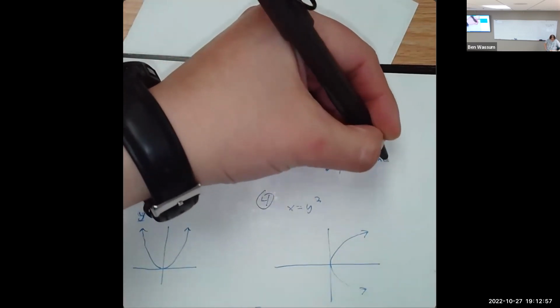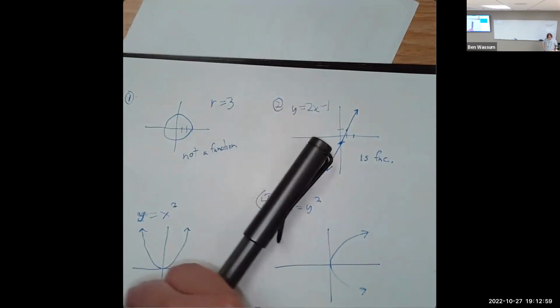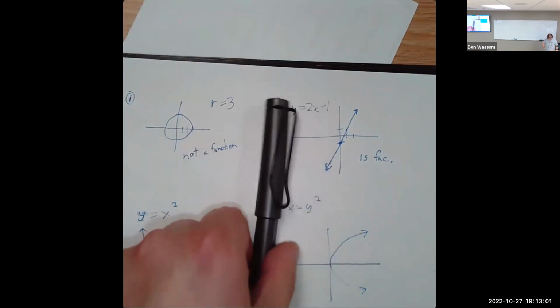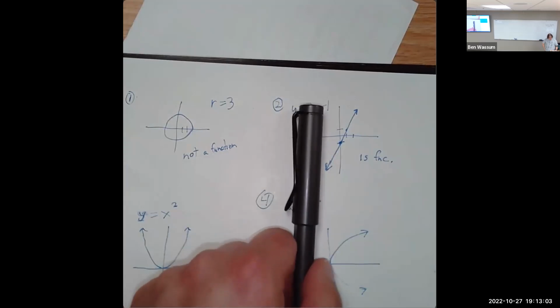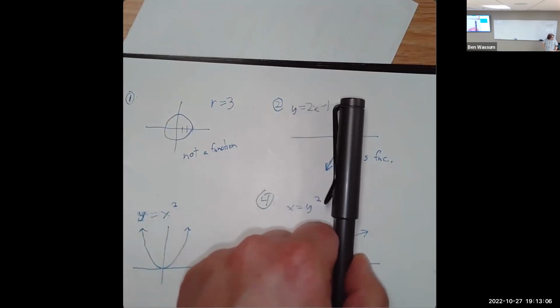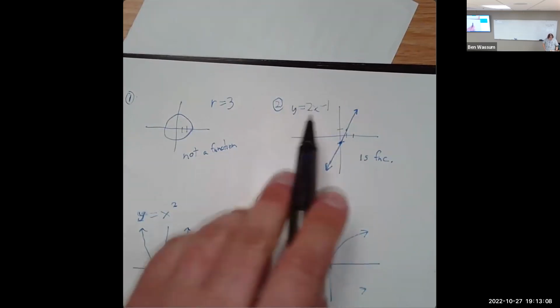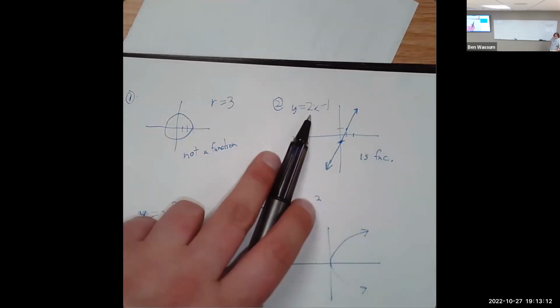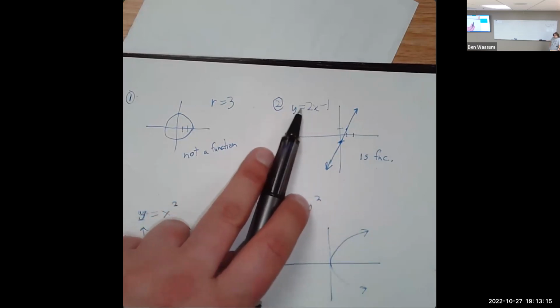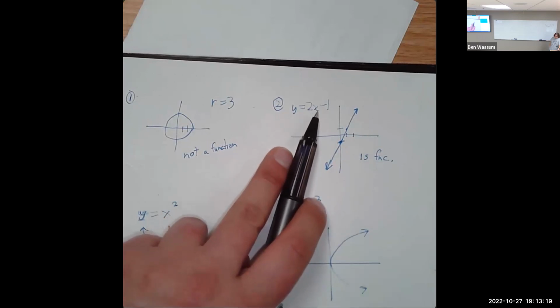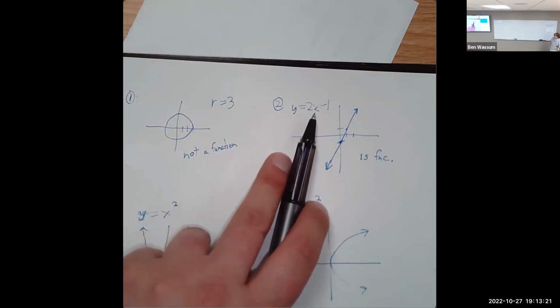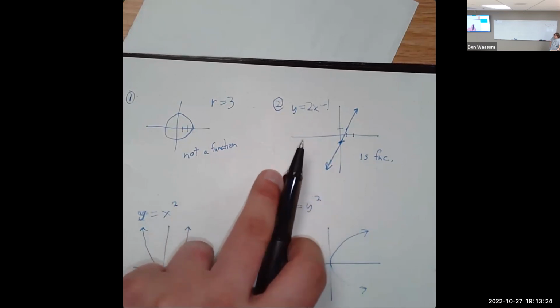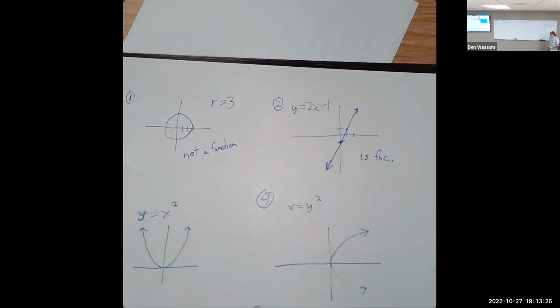Yep, vertical line test. There's two ways to look at this. Vertical line test: it only passes through once. But I also have 2x minus 1. Is there any x value I can plug in right there that's going to spit out more than one thing? Nah, right? Whatever I plug in, it's just going to be 2 times that and then subtract 1. It doesn't matter what, it's never going to spit out 2 things. So it's a function.